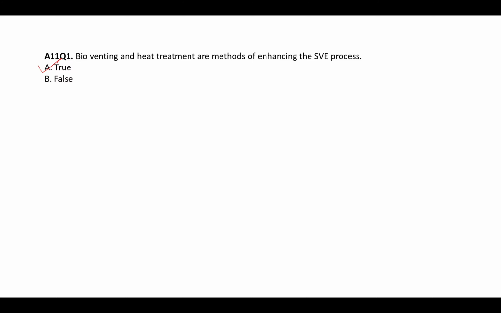And the second method is heat treatment. With an increase in the temperature, we know that the volatilization of the contaminants or any compound increases. So heat treatment will volatilize more and more contaminants, so more and more contaminants will be removed from the aquifer, so it will also enhance the SVE process. So that's why this is the correct statement. So A is the correct option.